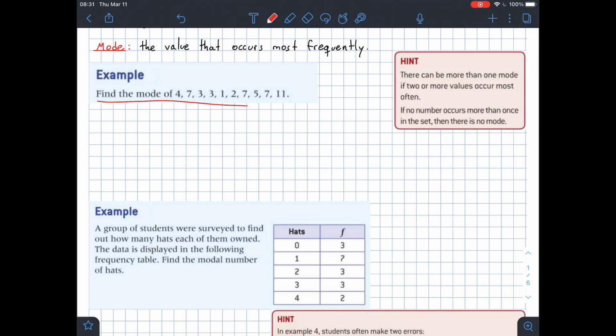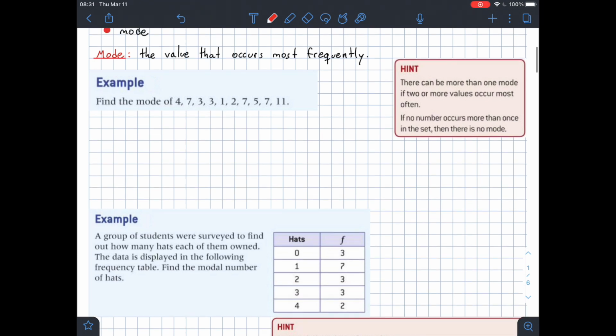So in this example, find the mode of 4, 7, 3, 3, 1, 2, 7, 5, 7, 11. Basically, what we need to do is see which of these numbers repeat the most, right? There's no need to organize this information. If you want to have a clearer look, or maybe to make sure that you're doing the exercise correctly, you may organize this if you want, but you don't really need to, right?